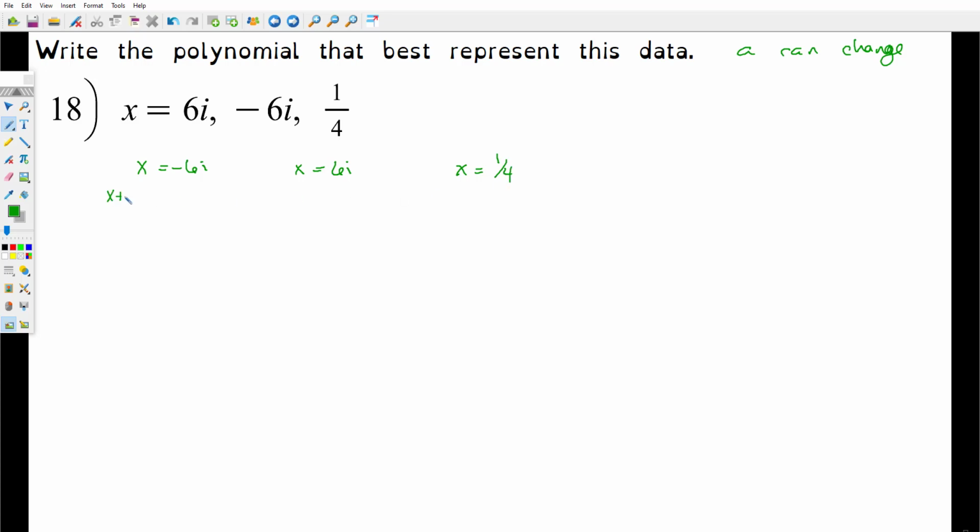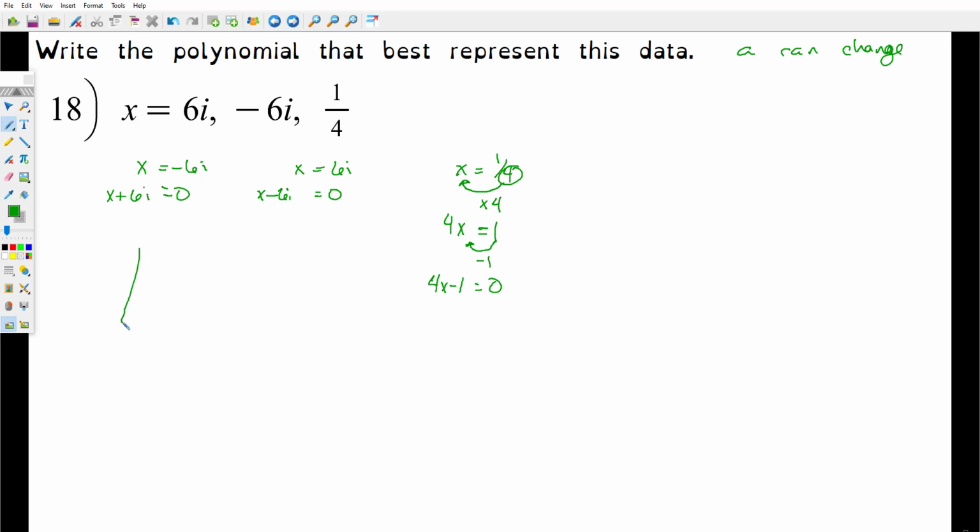And so when I move these around, that's going to become x plus 6i is equal to 0. x minus 6i equals 0. But over here, I have two different things I need to move. So I need to move the 1/4 over, and so that means I need to multiply by 4. So 4x is equal to 1. And then I need to move the 1 over, so that means I'm subtracting 1. And so 4x minus 1 is equal to 0.